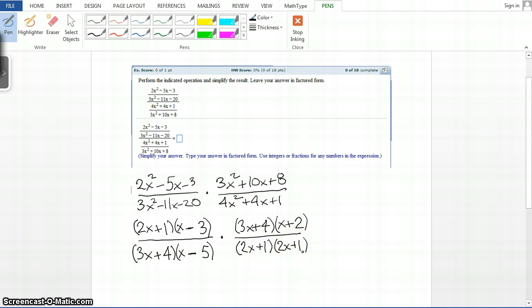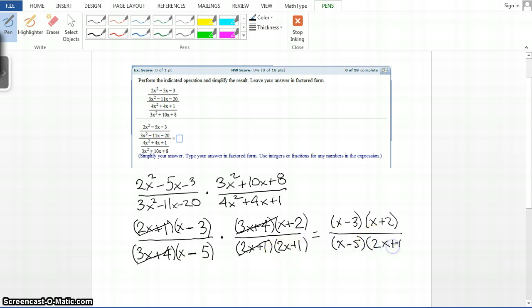Alright, we've factored everything, and this is already multiplication. So now is where you cancel things top and bottom. There's a 3x plus 4 here and a 3x plus 4 there, and a 2x plus 1 and a 2x plus 1. To simplify, type your answer in factored form. Nothing else cancels, so we want to leave our answer this way. Your numbers are going to be different. Just leave it in factored form. What's left over down here is x minus 5, and over here 2x plus 1.